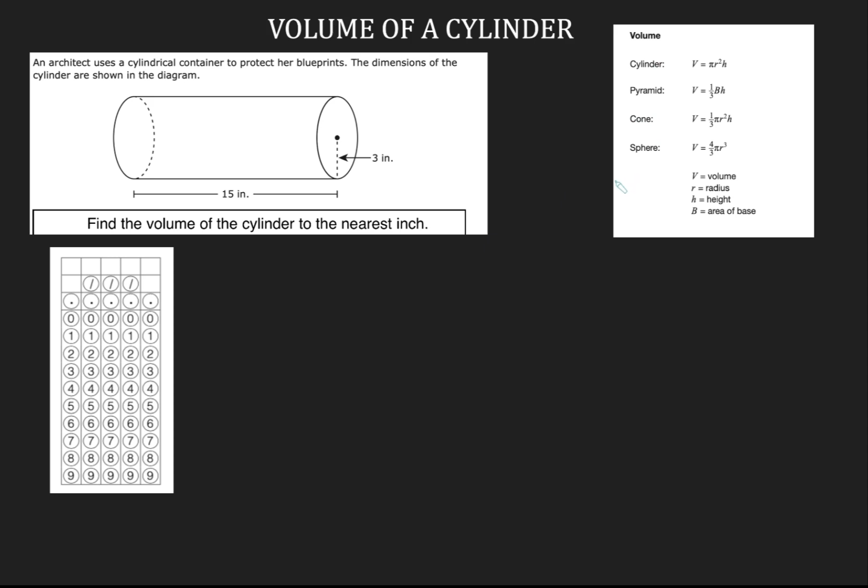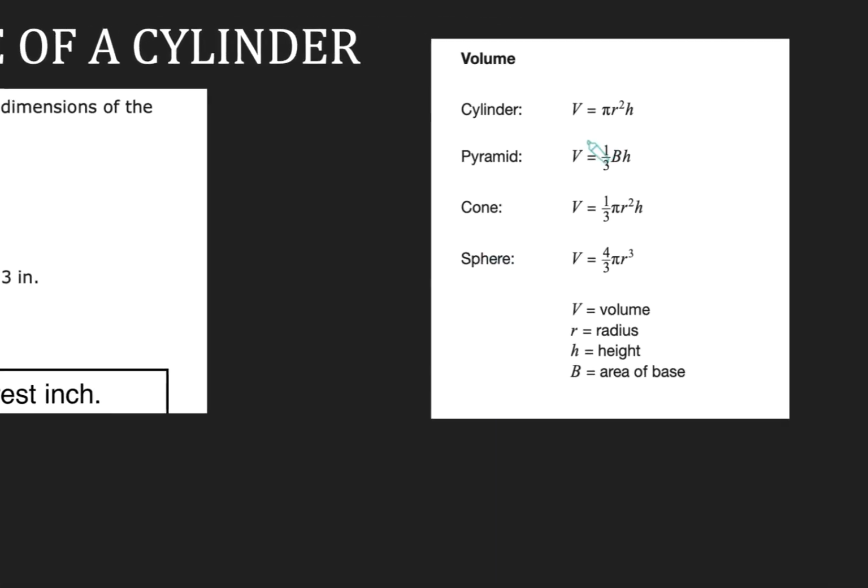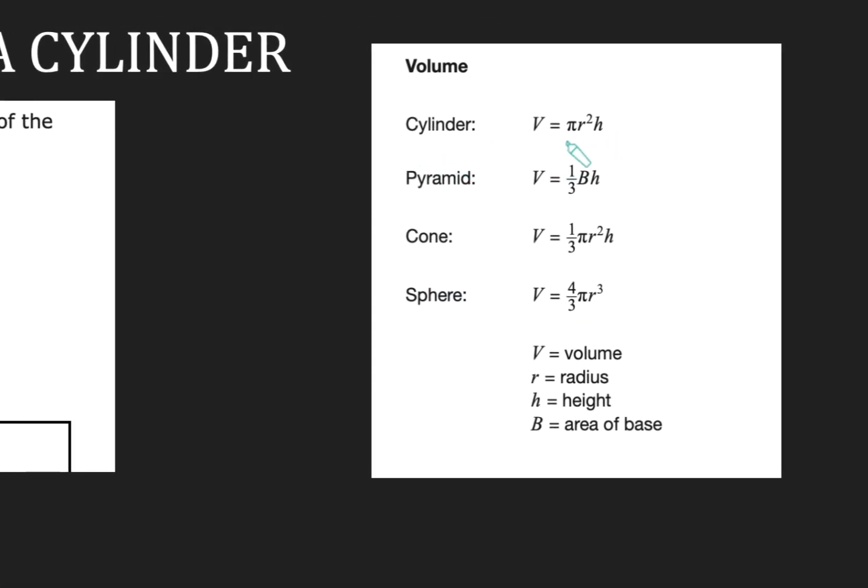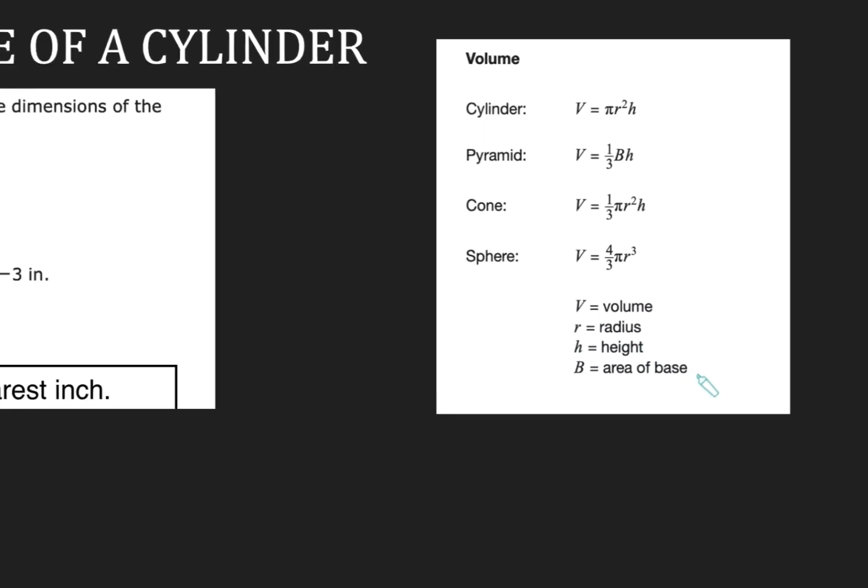Whenever it says find a volume, your first step is to get your reference sheet. A reference sheet will be given to you on the day of the test, and it will outline the formulas to find the volume of a cylinder, a pyramid, a cone, or a sphere. Now, when you look at your reference sheet, at the bottom there is a key, so pay attention to it. V means volume, R means radius, H is height, and B equals the area of the base.